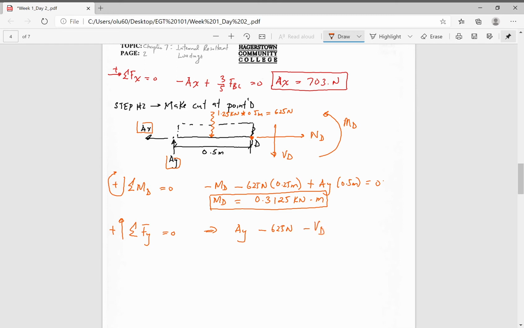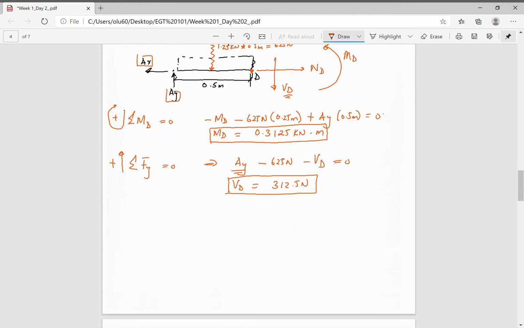Minus VD right here equals 0. Well, we can solve for VD because we know what AY is. So our VD happens to be 312.5 newtons.